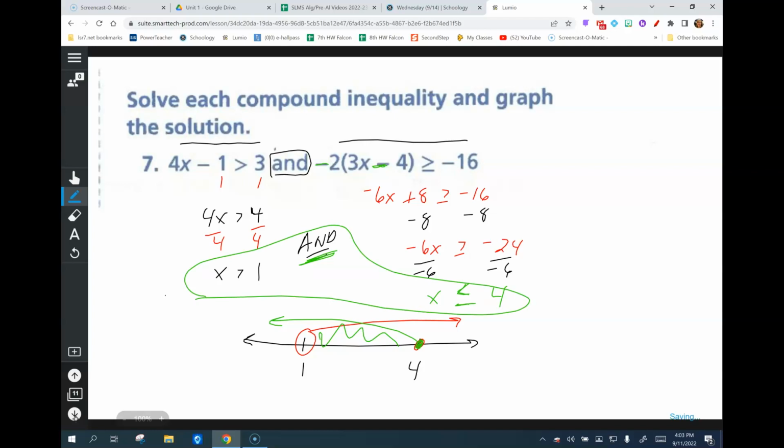Okay, and my graph, then what I have here, my final graph, would be between 1 and 4, open circle on 1, closed circle on the 4, and it's the stuff in between. Okay, now I could write my final answer then also as 1 is less than x, which is less than or equal to 4. Great.